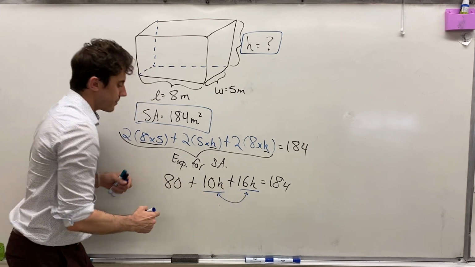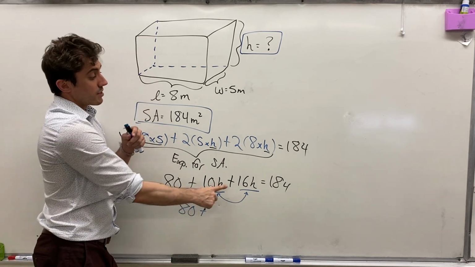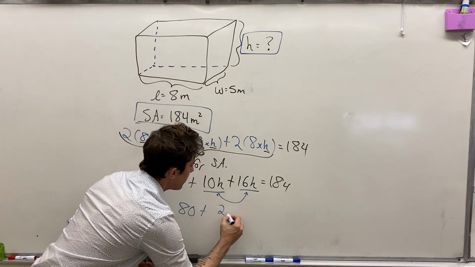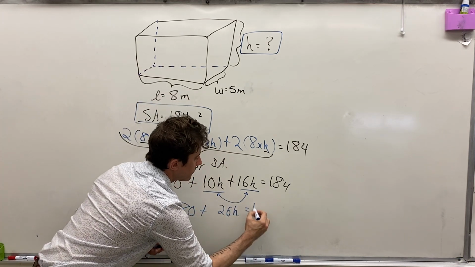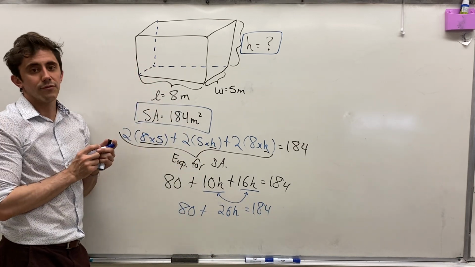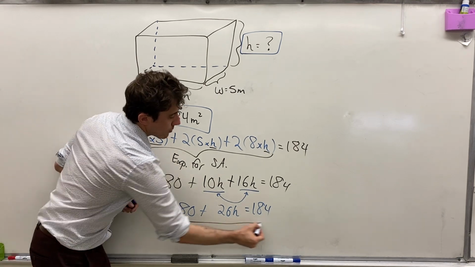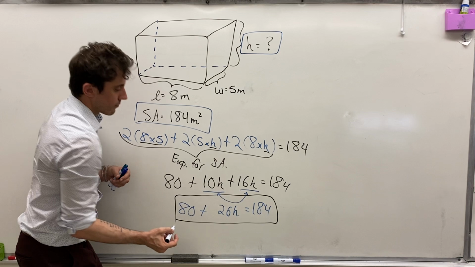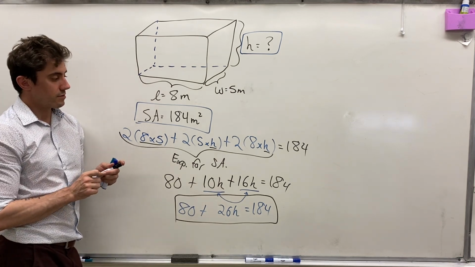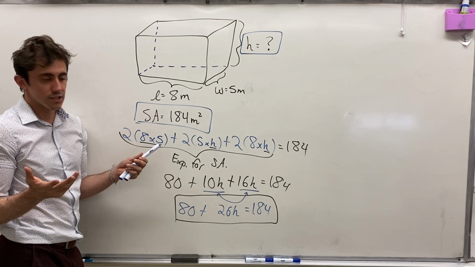And so that means we'll have 80 plus 10h plus another 16h combined together gives us 26h. We know that our surface area is equal to 184. And now we have an equation that you're most likely much more comfortable with, that you've probably seen before, and that you ideally have an idea to solve. Let's use grade 8 algebra to solve this equation.